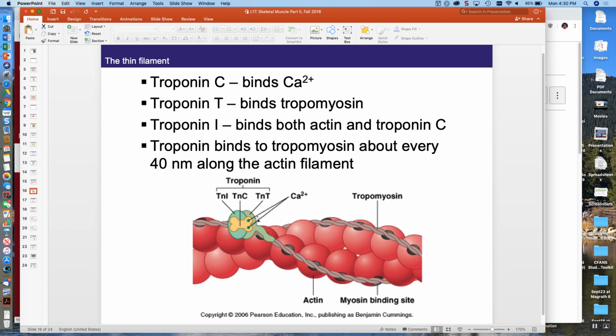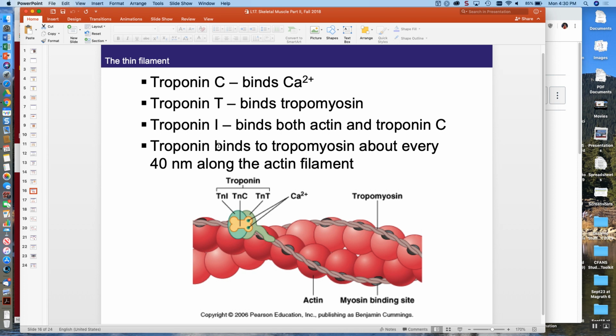Troponin is a set of molecules that are closely associated with actin. You can see actin here are the red balls that make a filament, a thin filament. The troponin is made up of troponin C, that binds the calcium, troponin T, that binds tropomyosin, and troponin I, that binds both actin and troponin C.